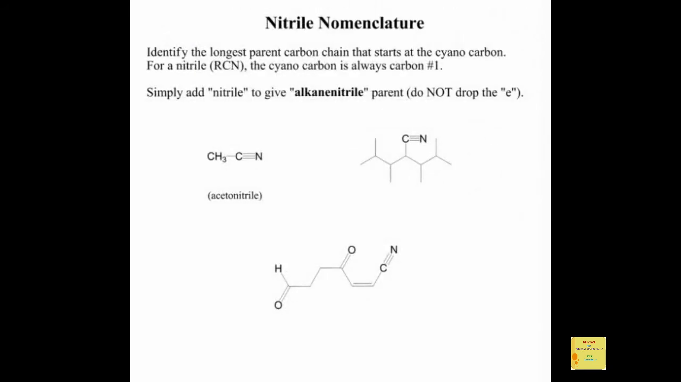Okay, and finally, let's take a look at a nitrile. A nitrile is RCN, so we have that CN triple bond group. That is also a carboxylic acid derivative. And so it also indicates that the first carbon, the carbon of the nitrile, defines the beginning of the carbon chain, just like the carboxylic acid derivatives.